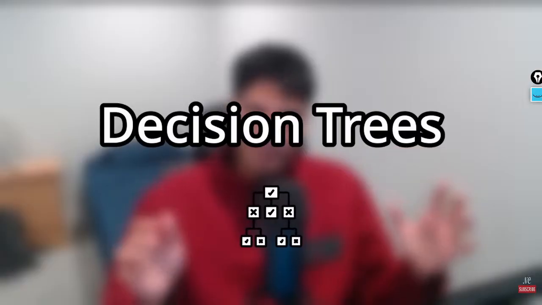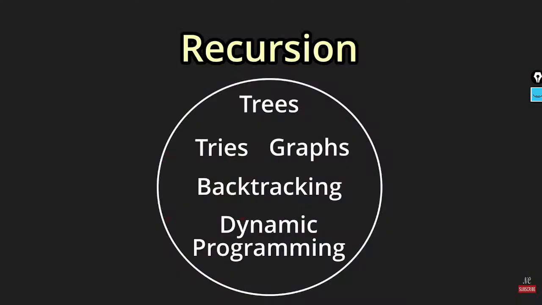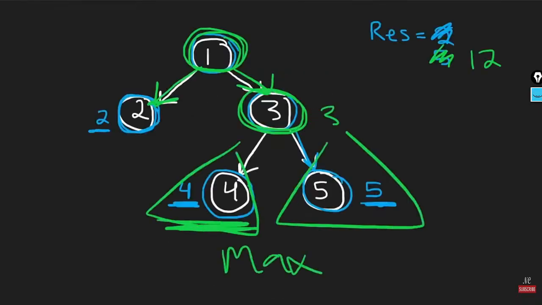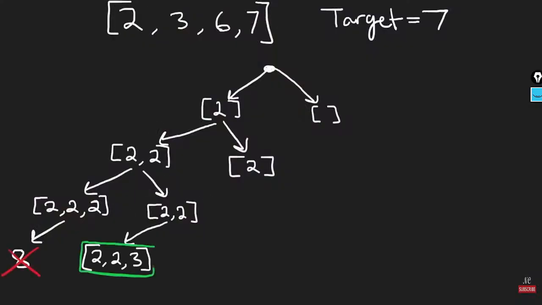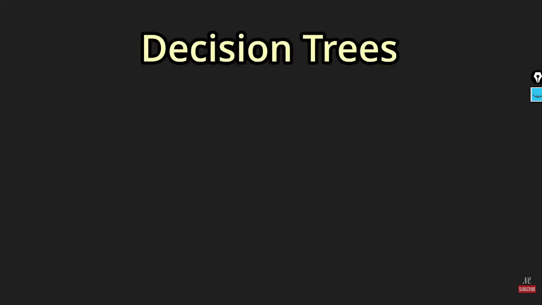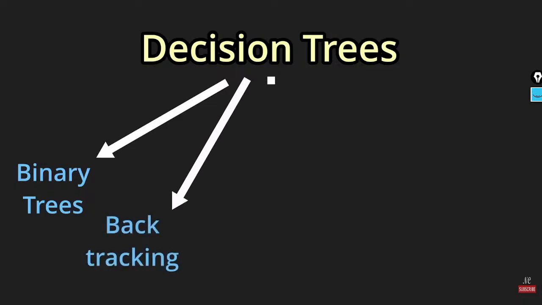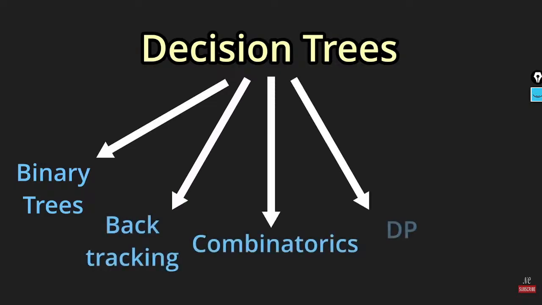Another broad concept is recursive decision trees. You might be thinking, doesn't the specific pattern actually matter? Like, recursion can be applied to trees, it can be applied to backtracking. Well, yes, no one is born knowing those concepts, you'll have to learn them. But if you have a very strong fundamental understanding of decision trees, you can solve a wide variety of problems, from binary trees, backtracking problems, combinatorics, dynamic programming, and sometimes even graph problems.